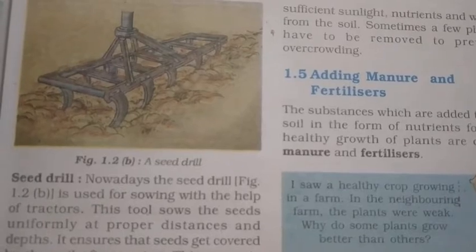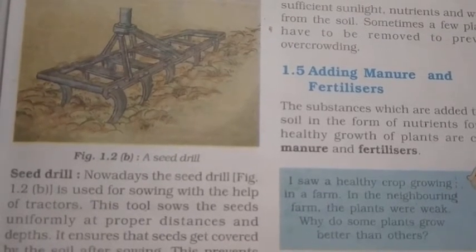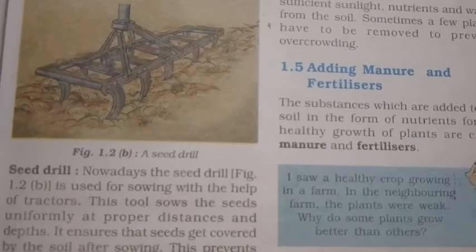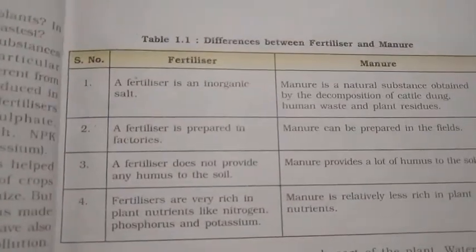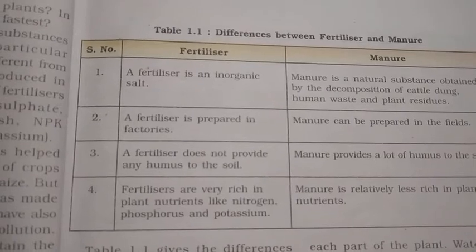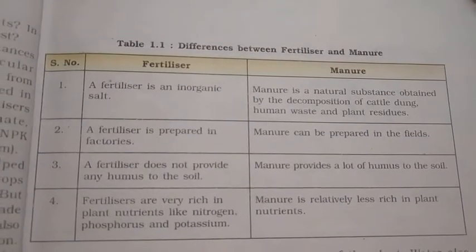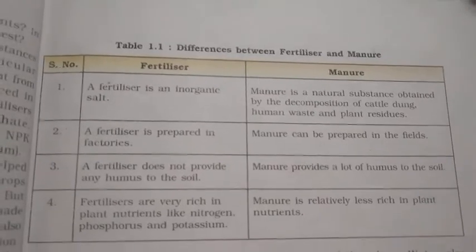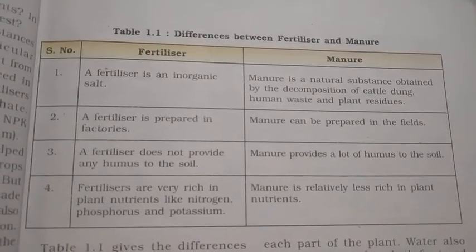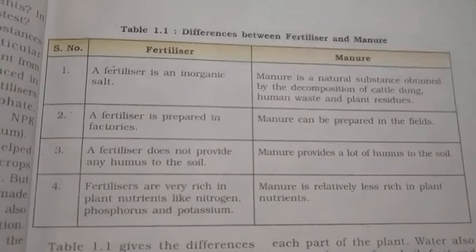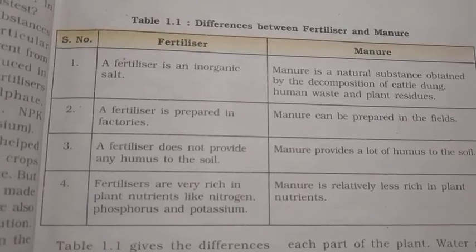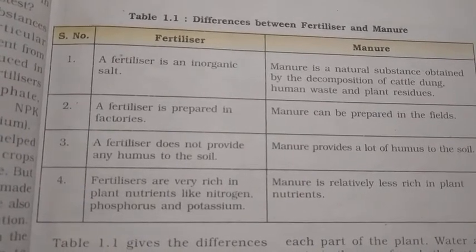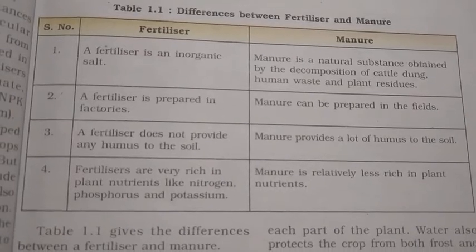And the fertilizers are the chemicals which have the proper kind of nutrients. We have seen the differences between manure and fertilizers: fertilizers are inorganic salts, while manure consists of organic compounds made by the decomposition of cattle dung, human waste and plant residues. Fertilizers are prepared in factories, but manure is prepared in the fields. Fertilizer does not provide any humus to the soil, but manure does.